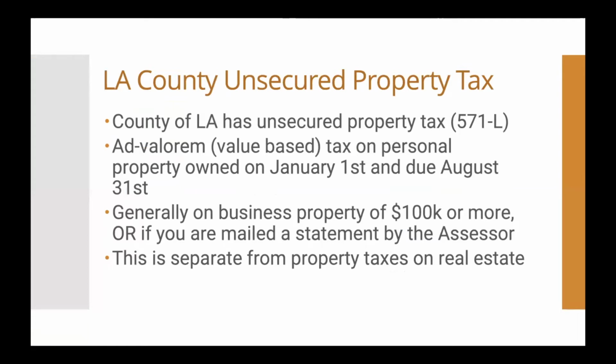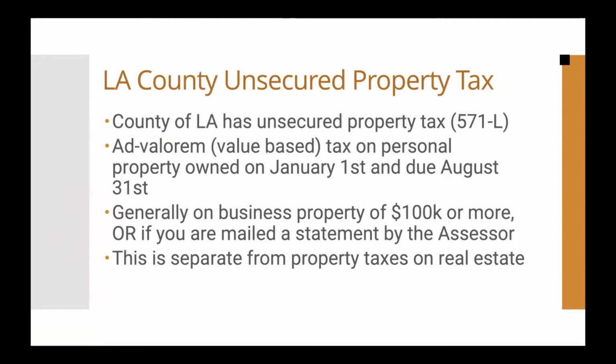Let's talk about what this unsecured property tax is. Essentially, it's an ad valorem tax on personal property. It's owed on January 1st and due on August 31st of every year. And luckily, if you have a business with property of less than $100,000, then you don't owe that tax unless you get a statement from the county assessor saying that they want you to itemize all your property and you may owe a tax on that.